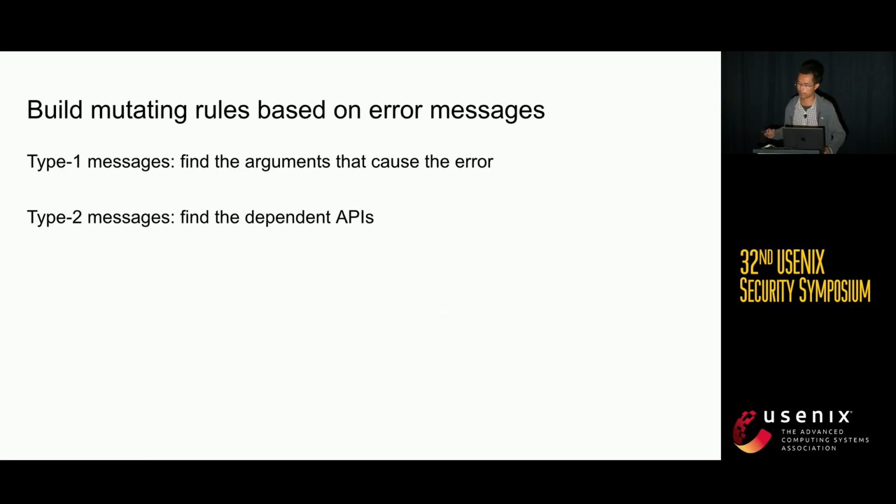This is an interesting task: to build the mutating rule for these two types of error message. For a web developer who is familiar with WebGL, it is easy to decide how to revise the code after reading the error message. However, it is challenging for a computer. In this work, we use static analysis for type 1 error message to find the argument that caused the error, and for type 2 message to find the dependent APIs.